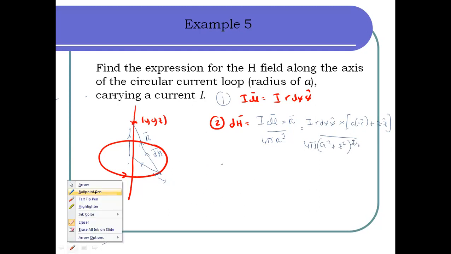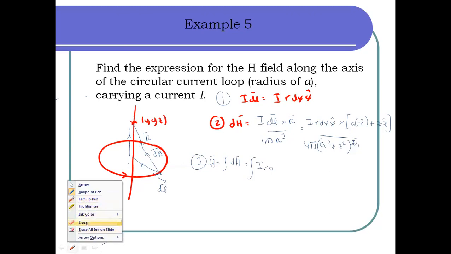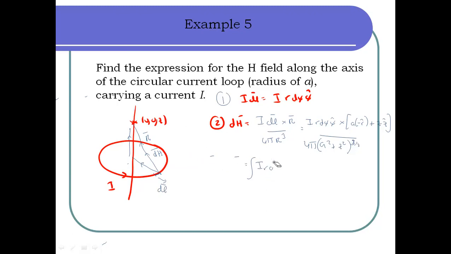Okay. So that's your DL just now. So the third step is to find the H field. So H field will be the integration of DH. And we're going to have this as integrations of these terms, I R, before that, allow me to do the cross product first. Yeah, we need to do the cross product first. Sorry for this, my mistake. We need to do the cross product first before we proceed with the H field.